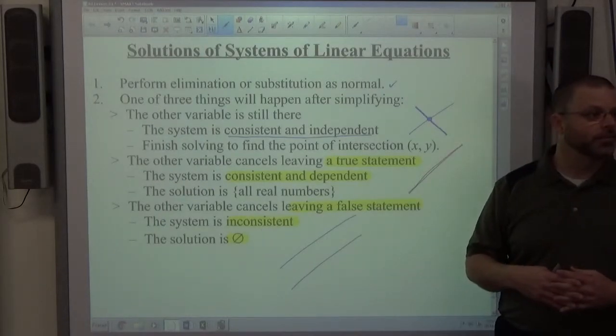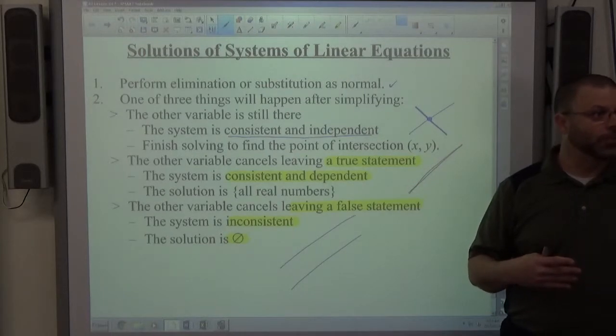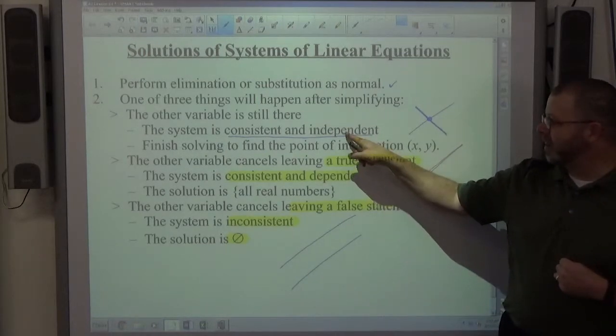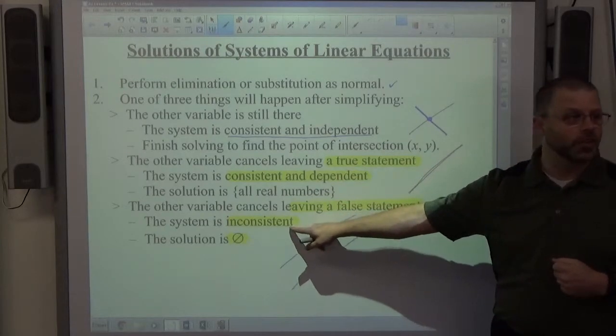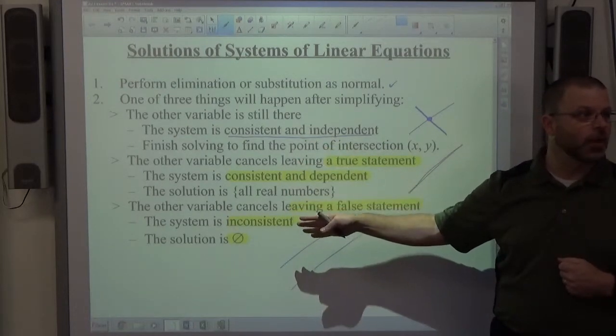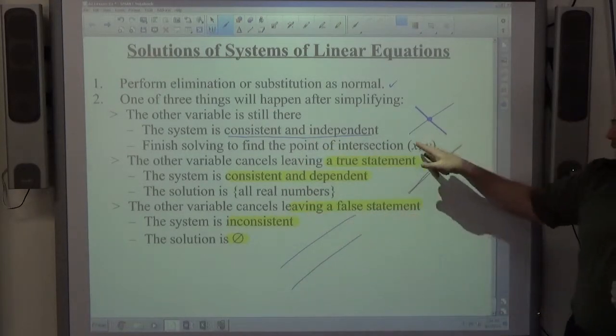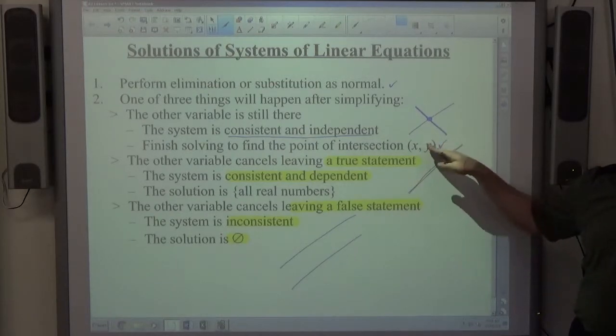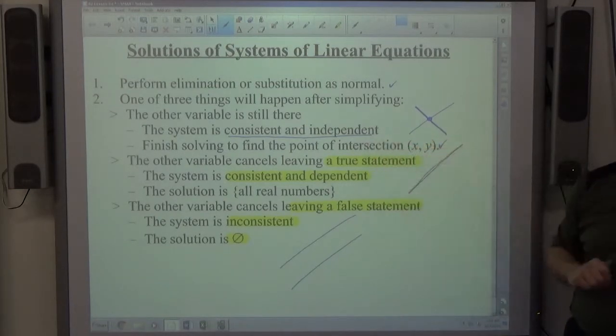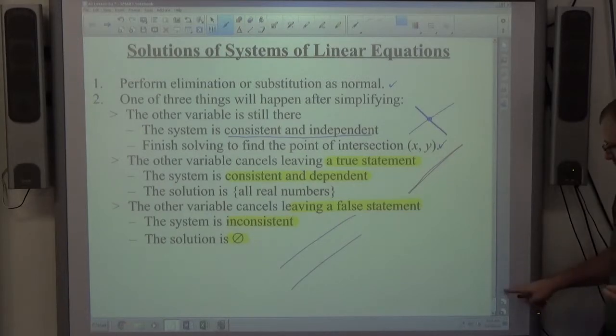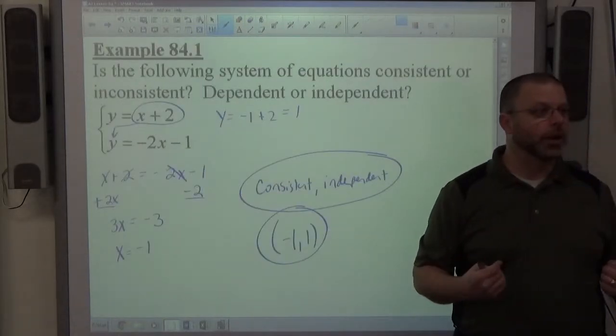Think of this as like a multiple choice test. The three choices are consistent independent, consistent dependent, or inconsistent. Those are your three choices. So if you get a normal graph, a normal equation, has a normal answer, the answer is consistent, independent. That's it. Those are the three possible answers.